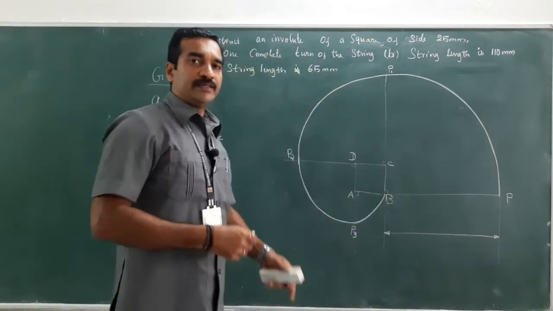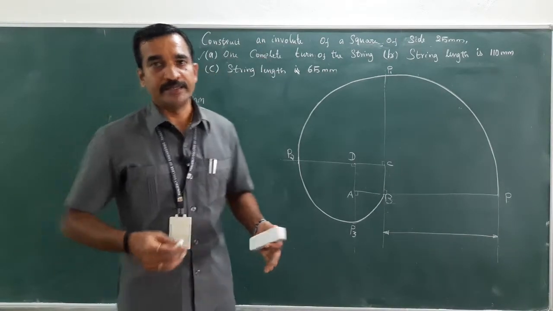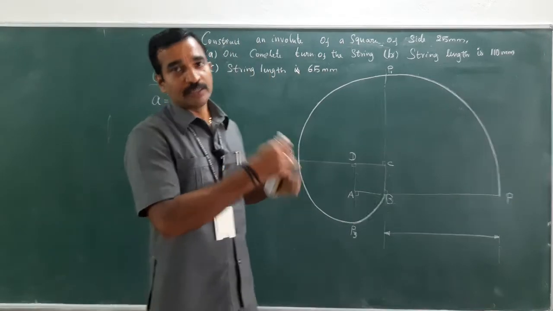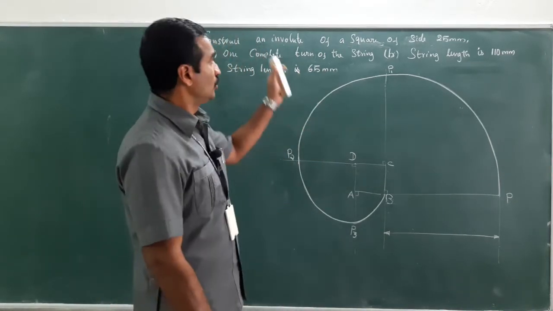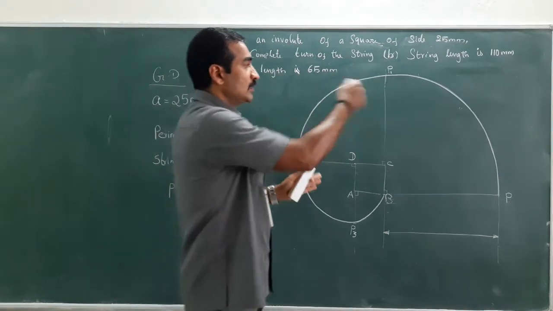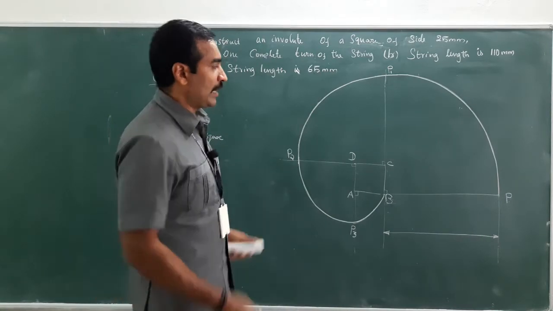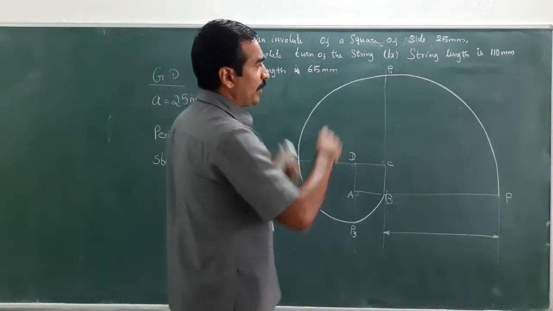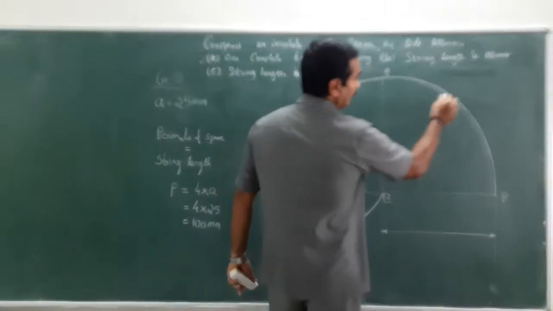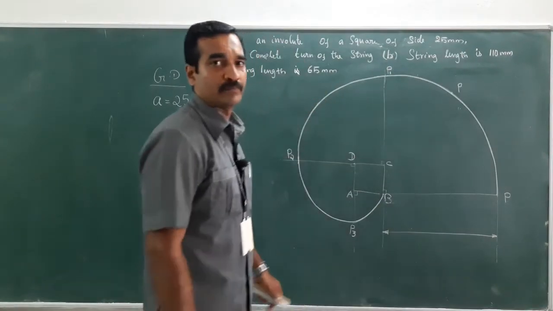So, for all the curves like conic sections, ellipse, parabola, hyperbola, then cycloid, epicycloid, hypocycloid, we used to draw the tangent and normal. Though it is not specified in the question, it is our duty to draw the tangent and normal. So I assume any point on the curve, and I am choosing this point as P, right.